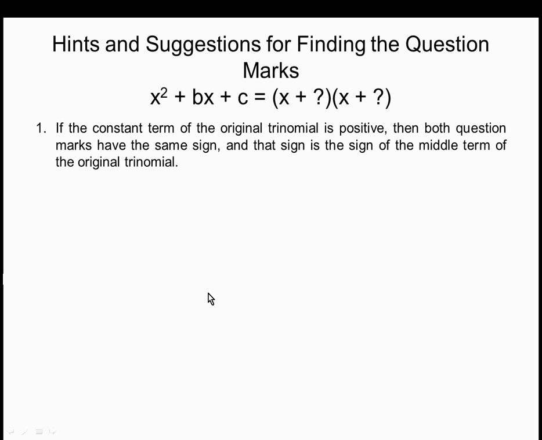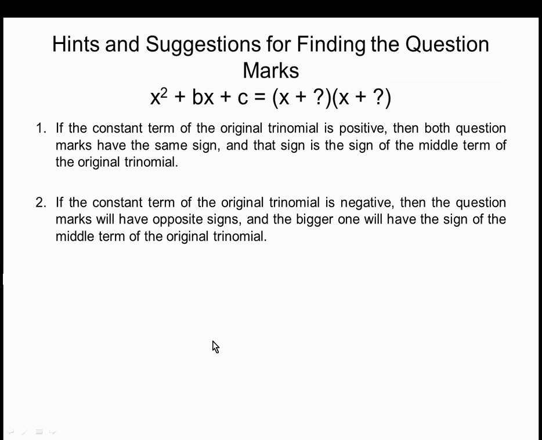What if it's not a plus? Number 2, if the constant term of the original trinomial is negative, so you see minus a number, like minus 12, then the question marks will have opposite signs, so one positive, one negative, and the bigger one will have the sign of the middle term of the original trinomial. So if this is a minus, opposite signs, bigger has the sign of the middle. Okay? So those are your kind of hints and suggestions. Those always work, by the way. There are a few other hints and suggestions that don't always work. They just work some of the time, so we won't worry about those.